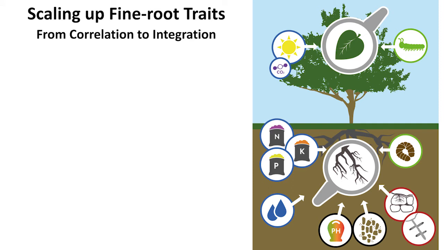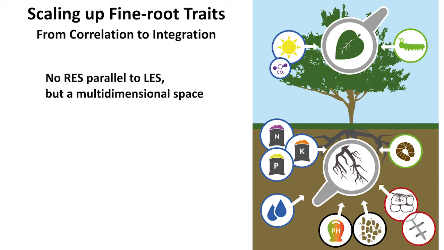So to conclude, there doesn't seem to be a root economic spectrum parallel to a leaf economic spectrum, but a multidimensional space instead, which has been so nicely illustrated in this figure here. I realized, however, that this still sounds a bit vague, so I want to better explain what this means by looking at a more specific example.